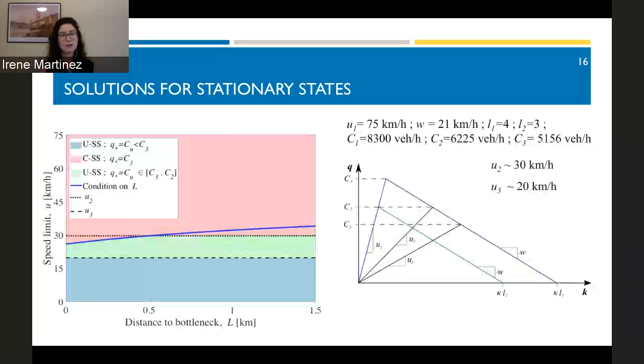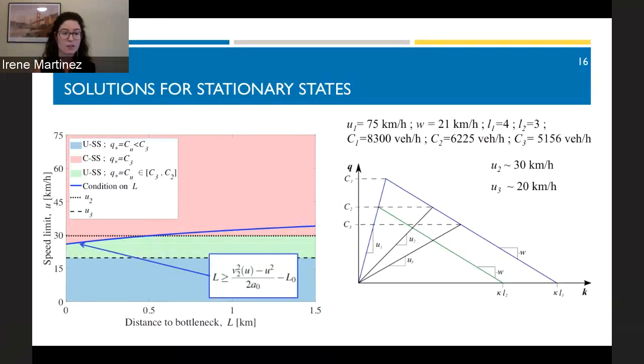And I present here a very simple representation tool where the X and Y axis represent the two design parameters of the variable speed limit control. And for any given speed limit in the Y axis, you can see what is the condition on the location, right? So we said that to have an uncongested stationary state, the condition is that the distance between the bottleneck and the control is larger than this value. So below this blue line, the states can be in the uncongested state, and the capacity drop can be prevented as long as the speed limit is lower than U2.